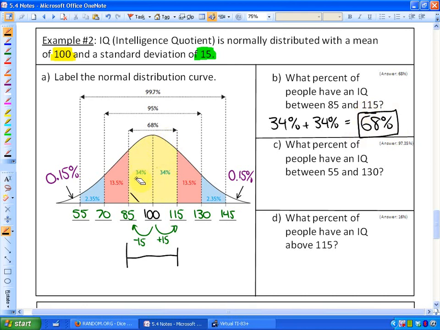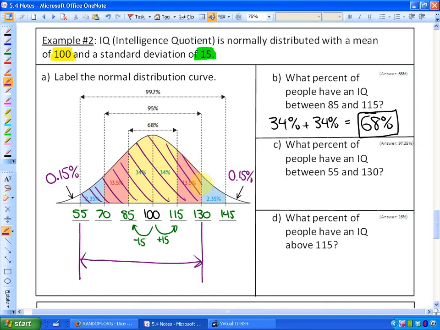The next question says: what percent of people have an IQ between 55 and 130? I'll do this question in purple. 55 is right here, 130 is right here. What percent of people are contained between that? That would be all of these people right here. If we add those up, we have 2.35%, 13.5, 34, 34, and another 13.5%. That would be a total of 97.35%. So 97.35% have an IQ between 55 and 130.